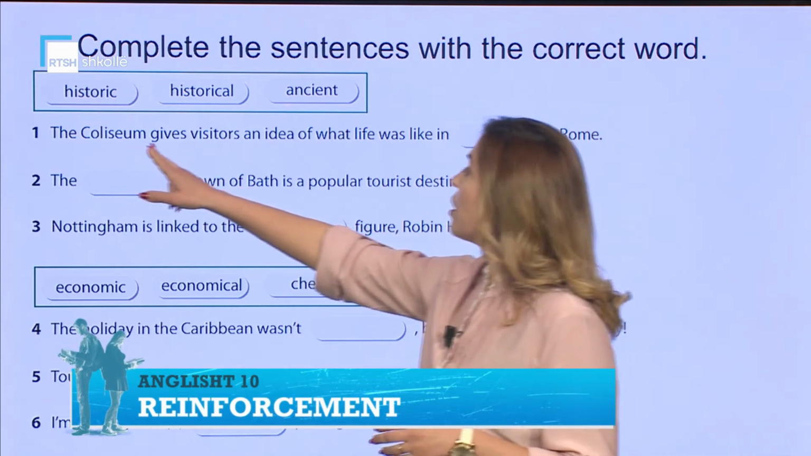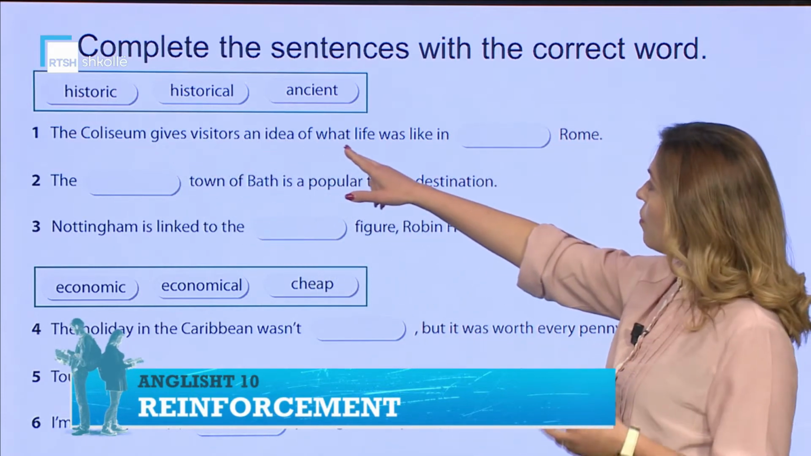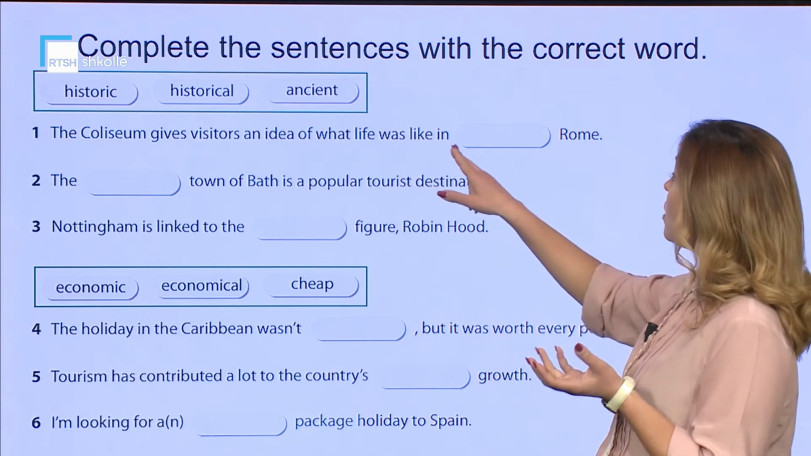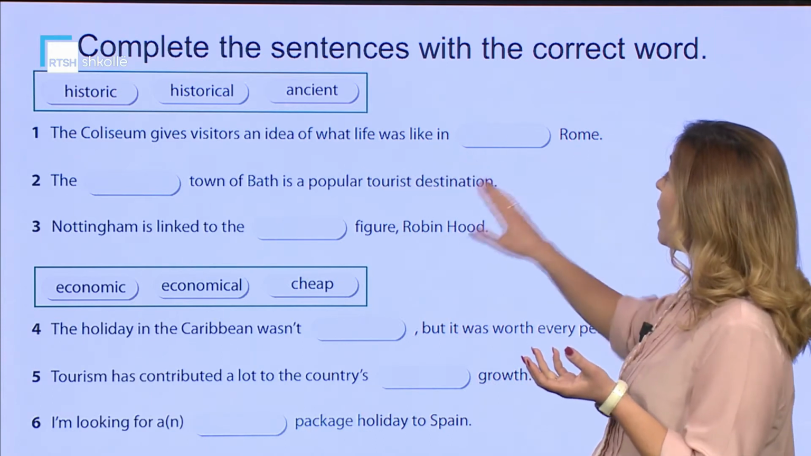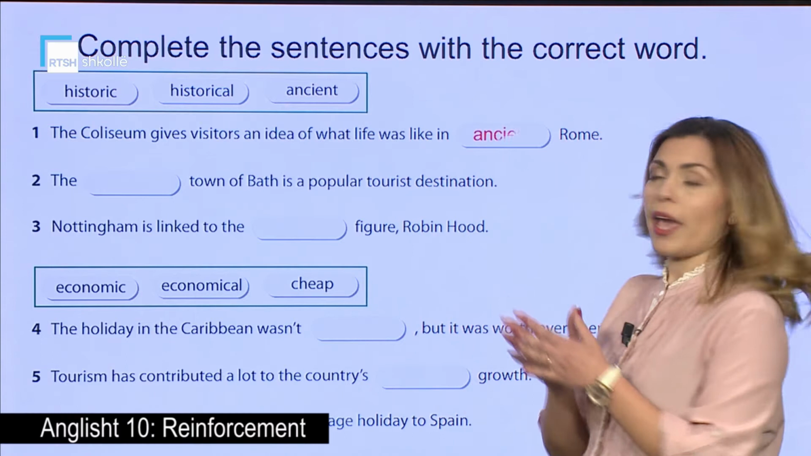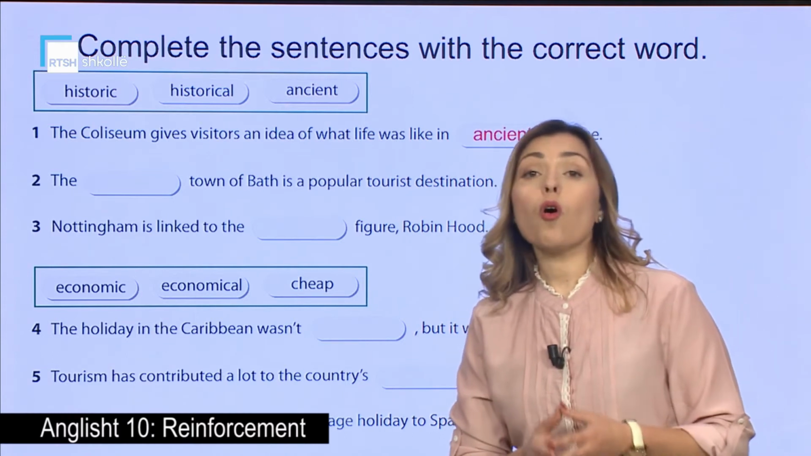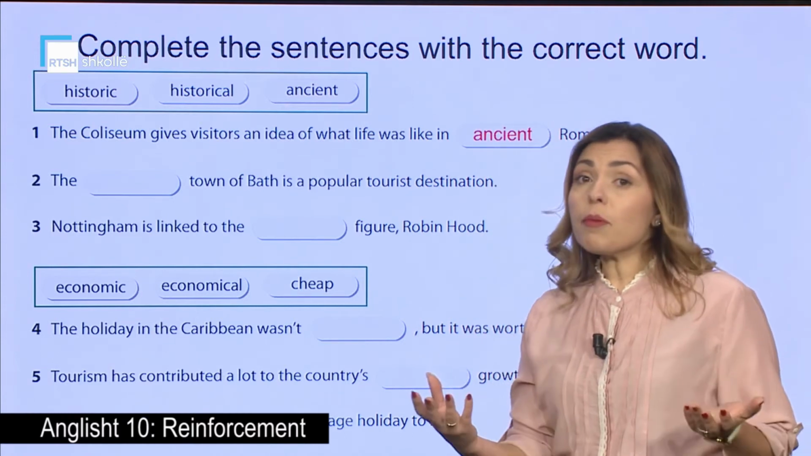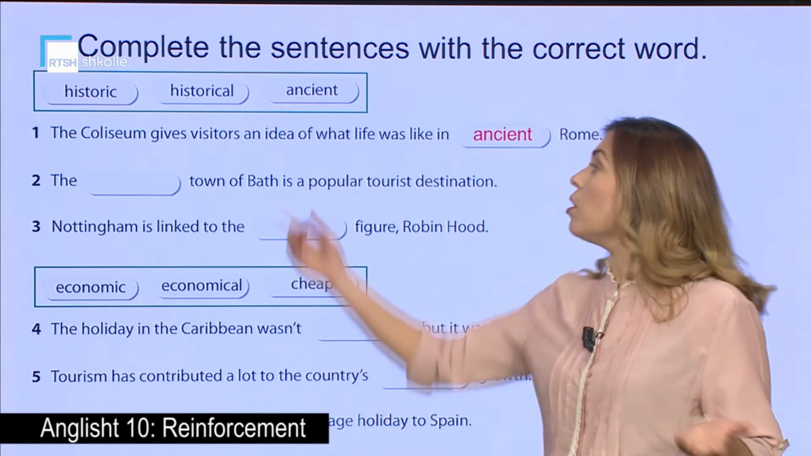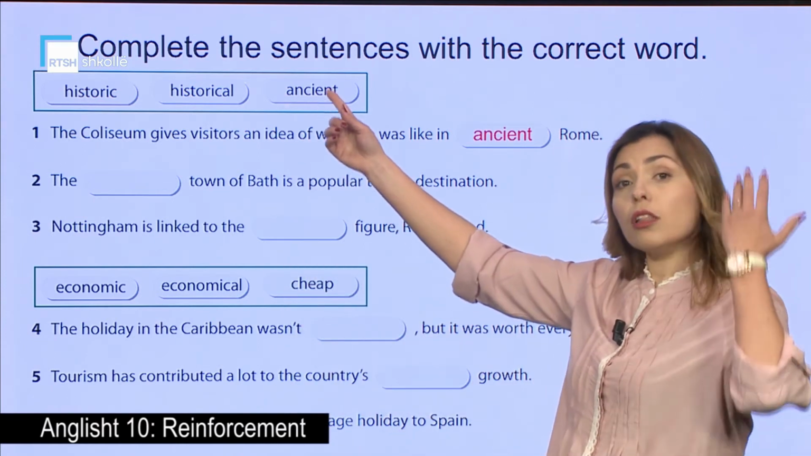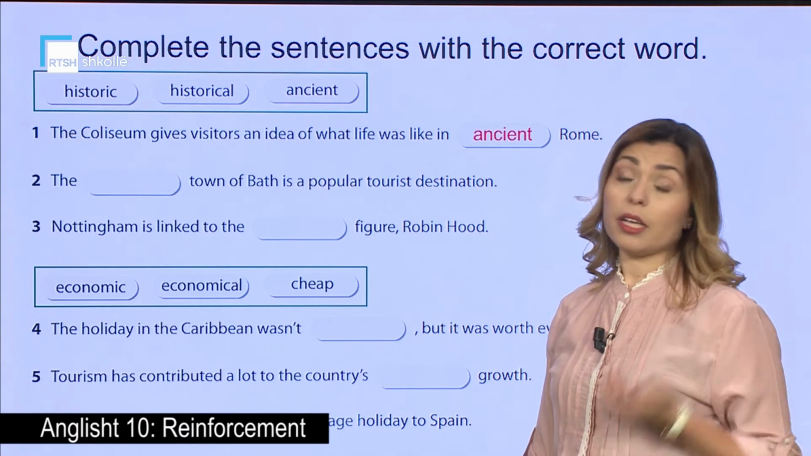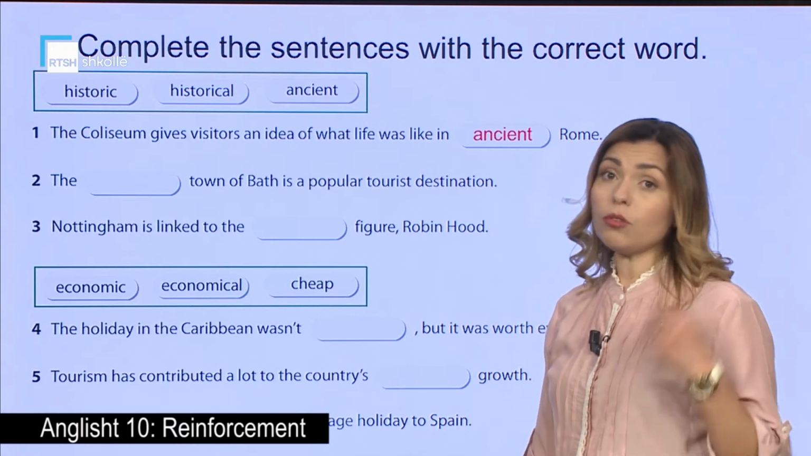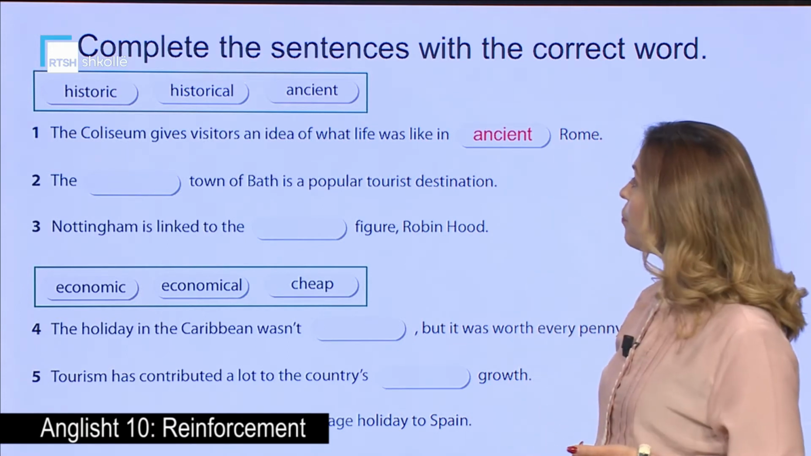The Colosseum gives visitors an idea of what life was like in ancient Rome. So ancient has the meaning of the past, of course, but something that does not exist anymore. So ancient, it's in the past, but it doesn't exist anymore.